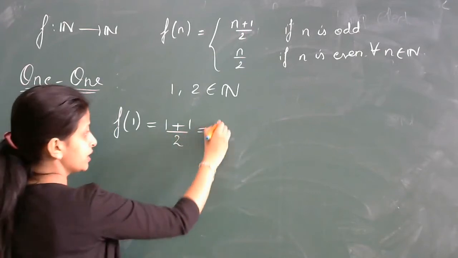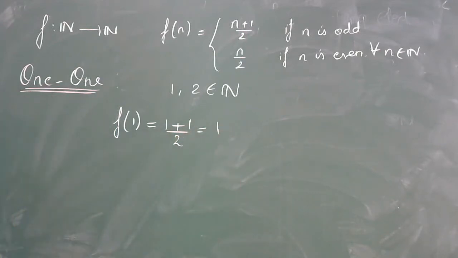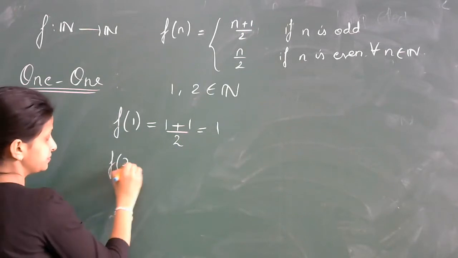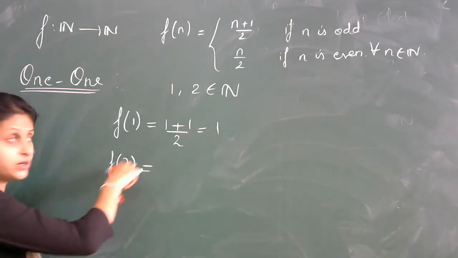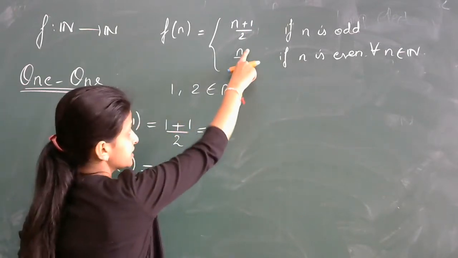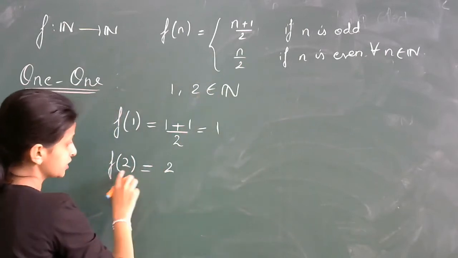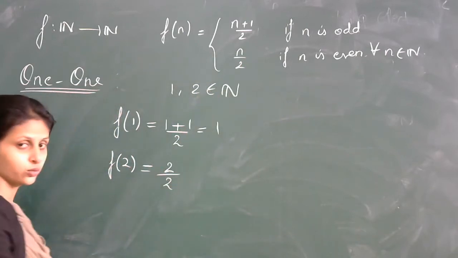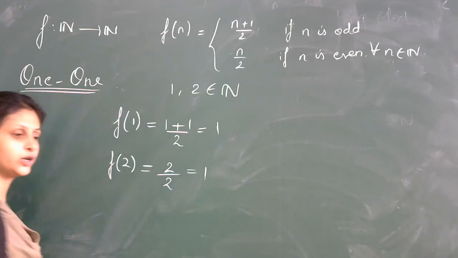1 plus 1 by 2 is 1. Now what is f of 2, students? Now 2 is an even number. If n is even, it is defined as n by 2. So if 2 is even, it is defined as 2 by 2. What is 2 by 2? It's again equal to 1.